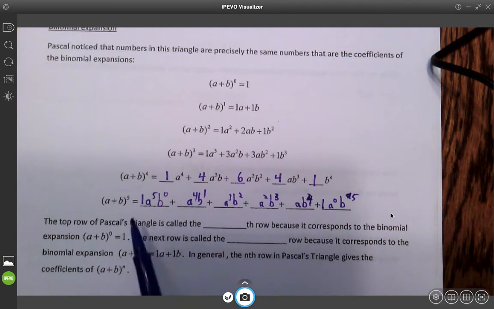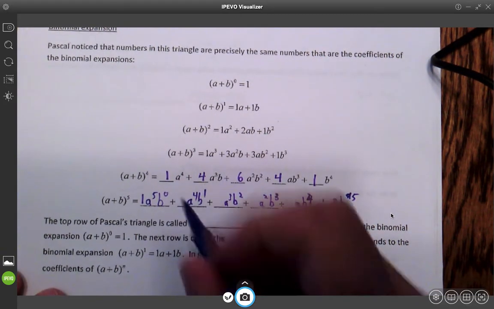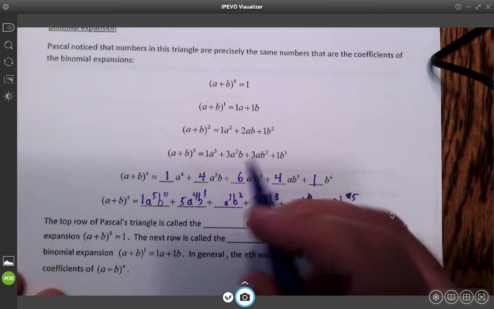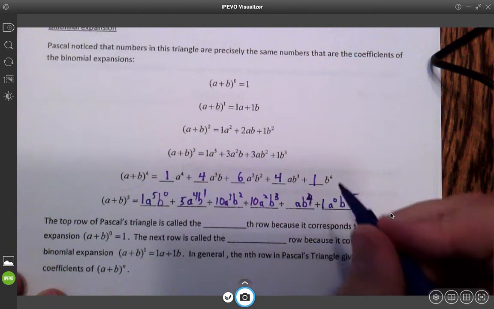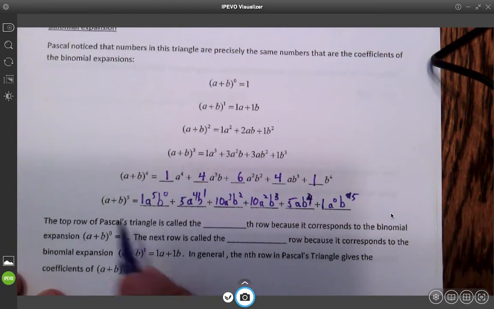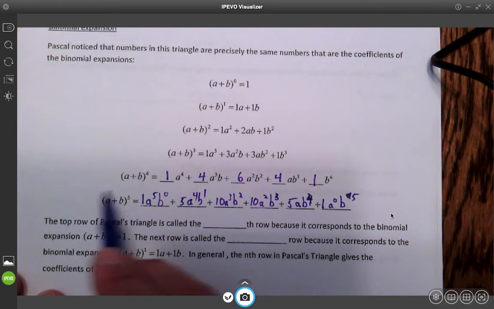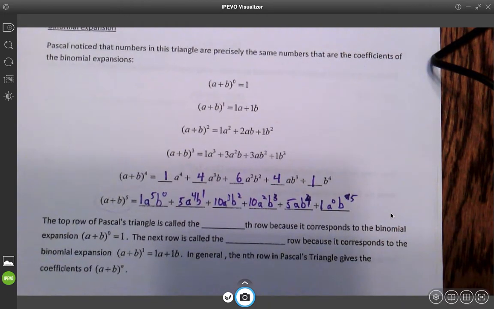Well, we know 1's on the outside. Well, 1 plus 4 is 5. 4 plus 6 is 10. 6 plus 4 is 10. And 4 plus 1 is 5. And there's the expansion. Can you imagine writing out a plus b 5 times and then foiling and multiplying? It's going to take forever.